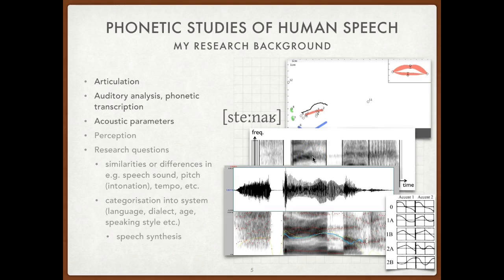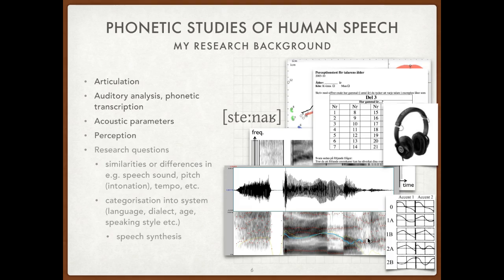And we can also look at various acoustic parameters, acoustic characteristics. We can look at the amplitude of the waveform to see how loud or quiet a sound is. We can also look at the energy distribution at different frequencies. So we have an N here with much energy at low frequencies, for instance. We can look at the blue contour here, which is the melody, the intonation, the fundamental frequency of this word, stenar.